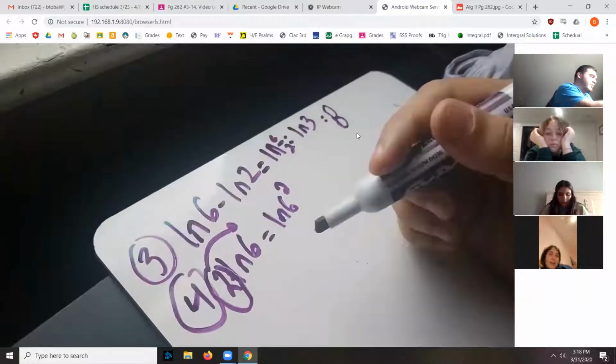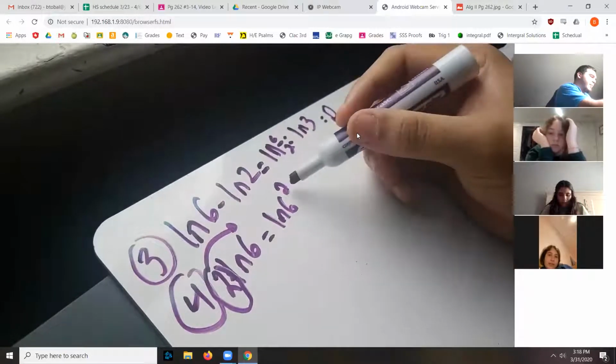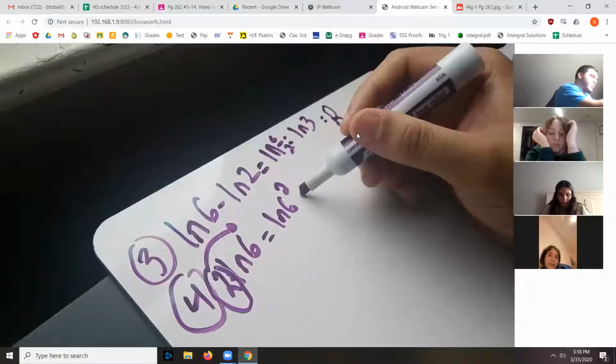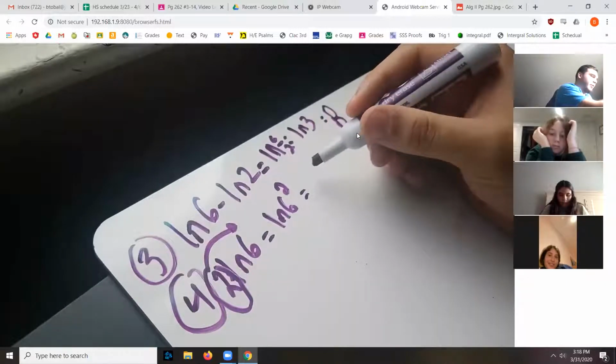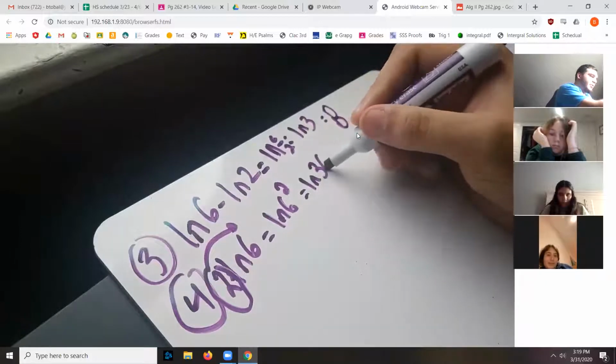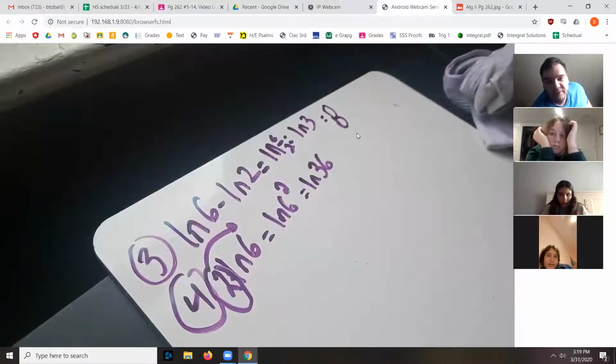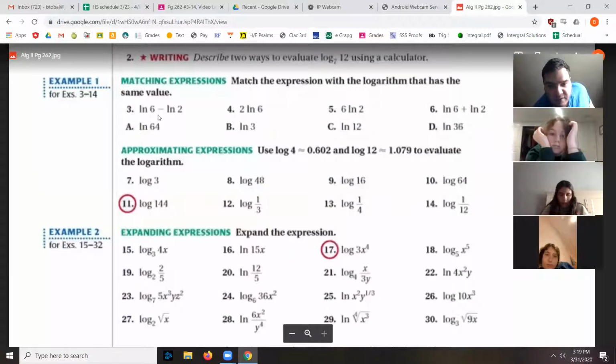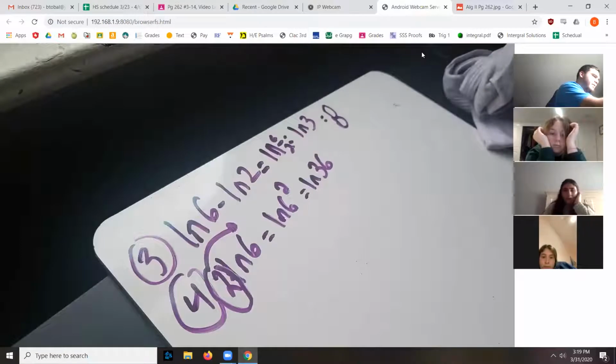So when you have 2 ln 6, you could bring it up to the top. Jess, since you said you put it on top, what is 6 squared, or 6 to the second? 6 squared is 36. Good, 36. So your answer is ln 36. That was letter D. So your answer for number 4 is D.